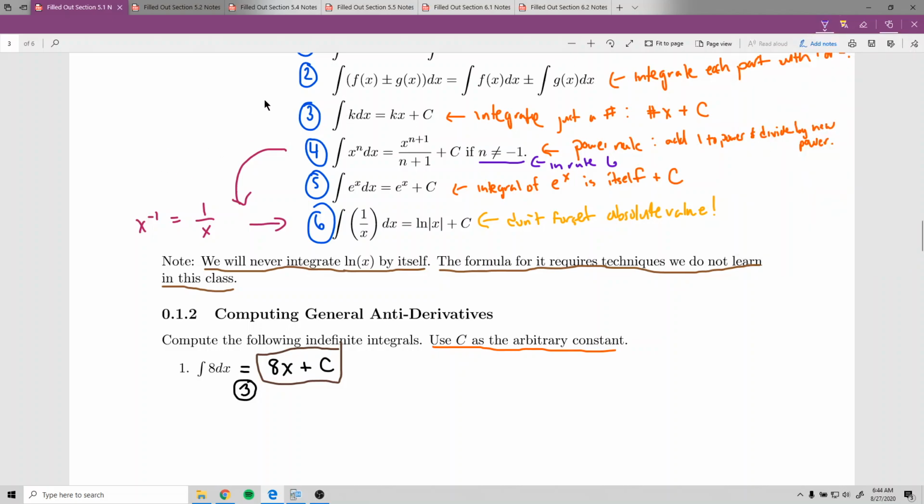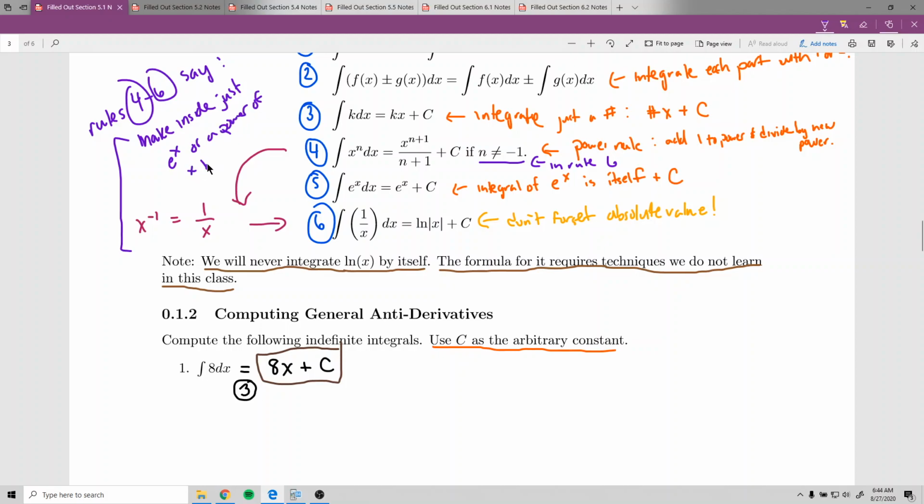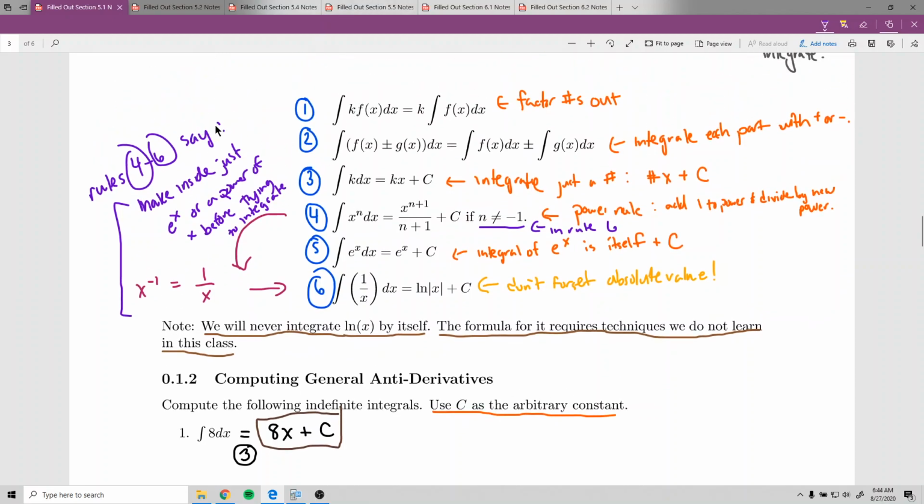Right, so rules 1 and 2 tell you how to make the inside just like that. And rules 3, 4 through 6 say make the inside just e to the x or a power of x before trying to integrate. And you'll use rules 1 and 2 to get them in that form.